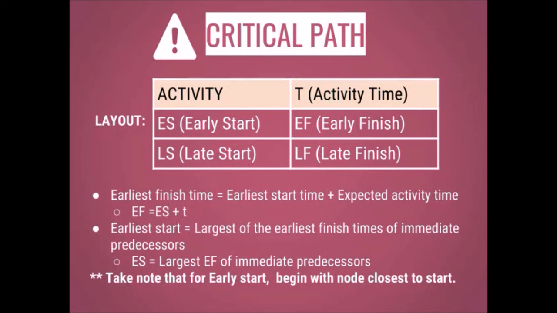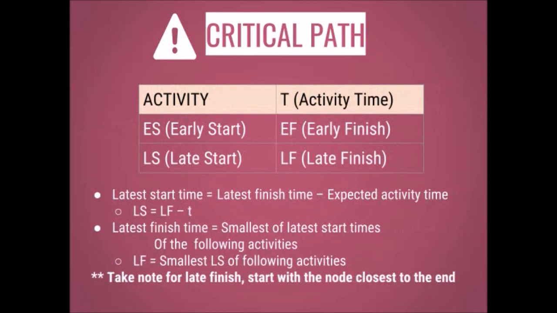To compute for the earliest finish time, we add the earliest start time and the expected activity time. For the earliest start computation, it is the largest of the earliest finish times of immediate predecessors. Take note that for early start, we begin with the node closest to the start. For the latest start time, it is computed by latest finish time minus expected activity time. To get the latest finish time, it is the smallest of the latest start times of the following activities. Take note that for late finish, we start with the node closest to the end.